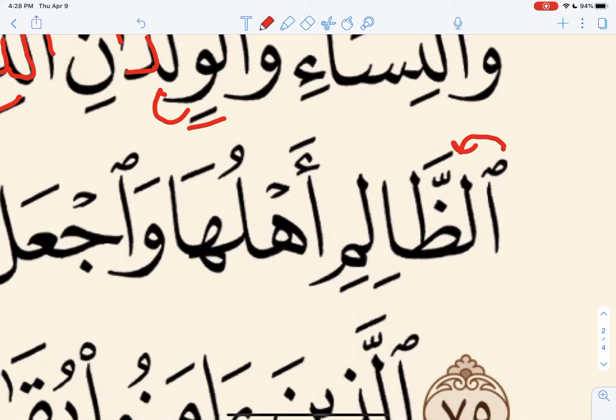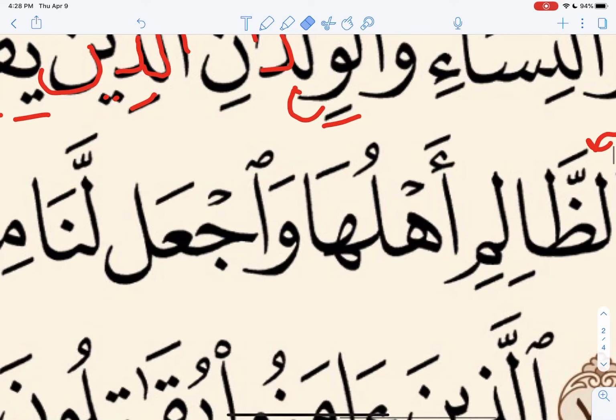الظا. Okay, I'm sorry, there's an alif after it. Oh no, there isn't. That's a lam. Oh, there is. I'm sorry. الظالم. Okay, that's how you pronounce this. Next word, the syllable together would be these two letters because the second you can't say it by itself.